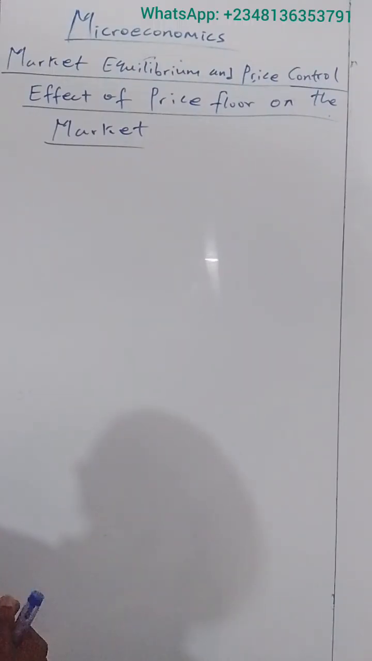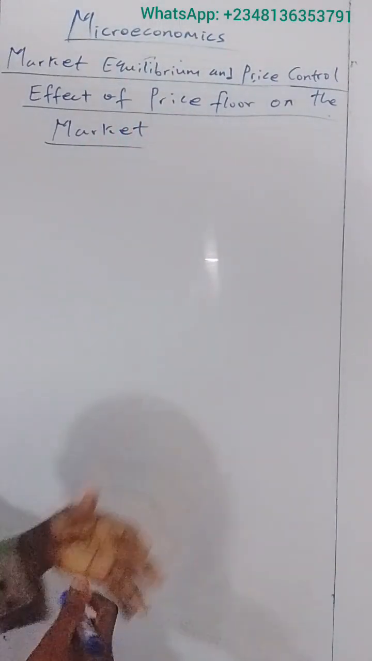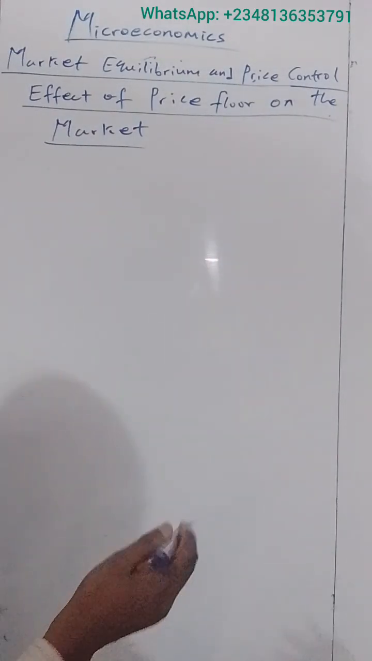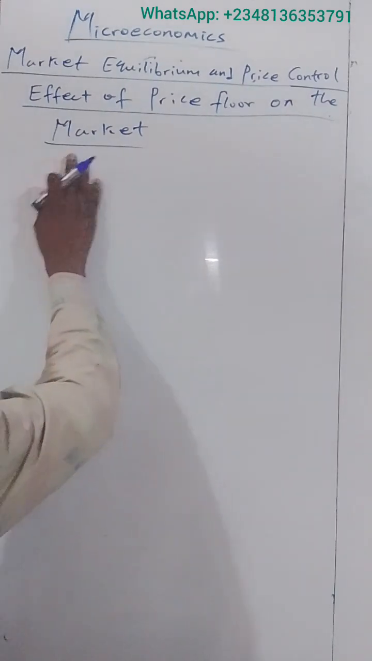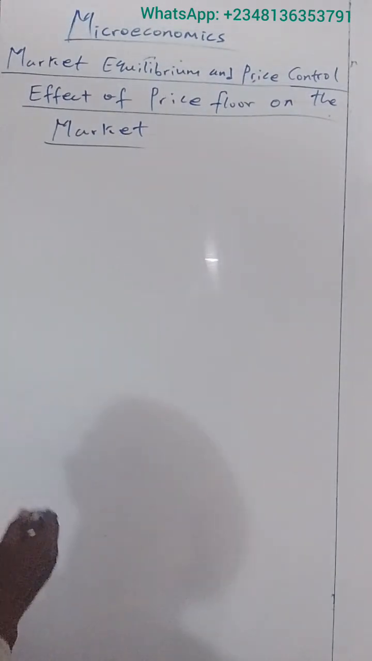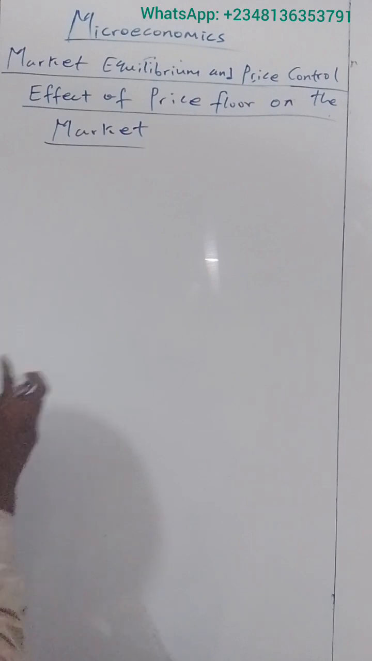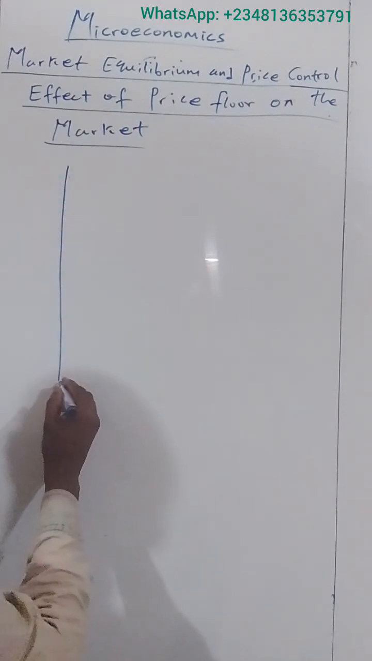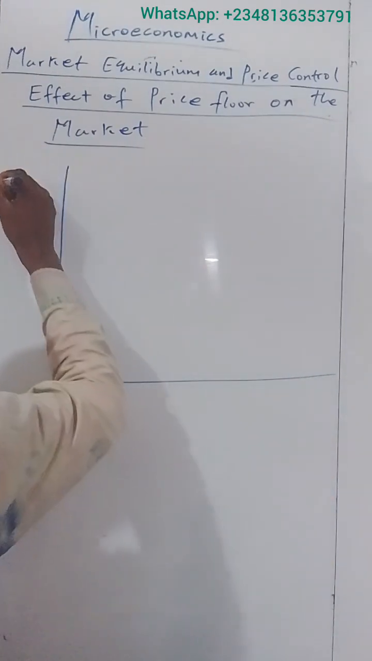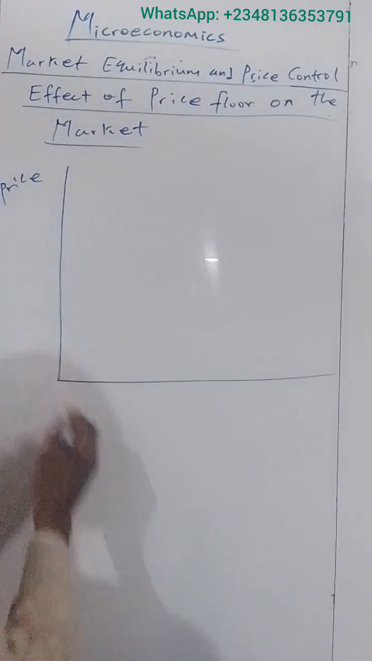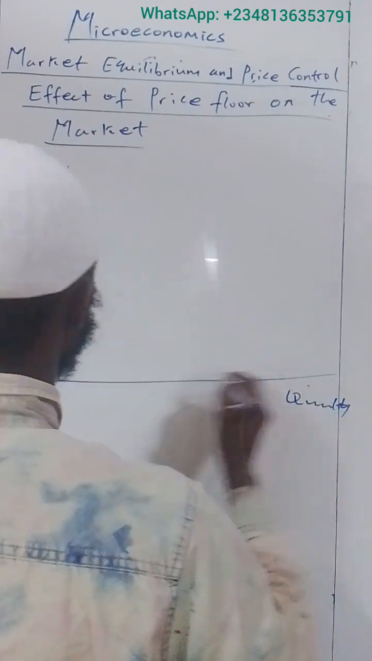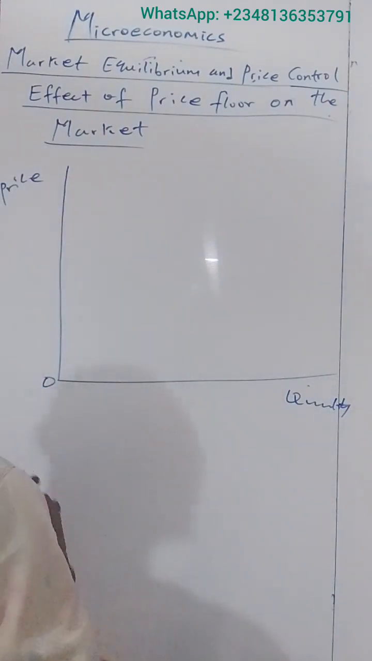Class, I'll be showing the effect of price floor as one of the types of price control on the market. Let's say we have a market that is in equilibrium. So we draw our demand and supply curve. Here we have the price and we have the quantity. This is the origin.